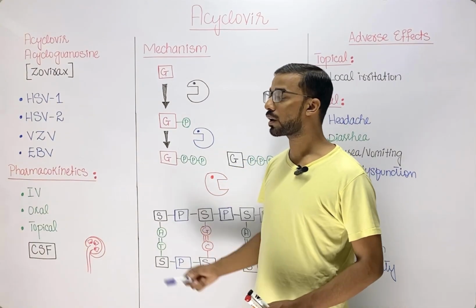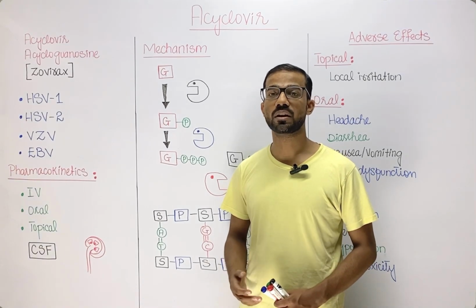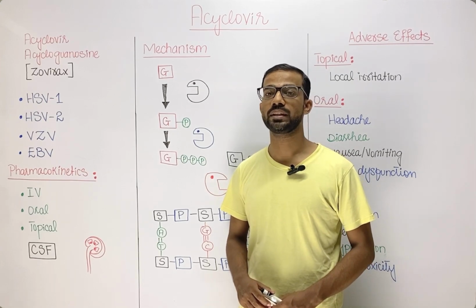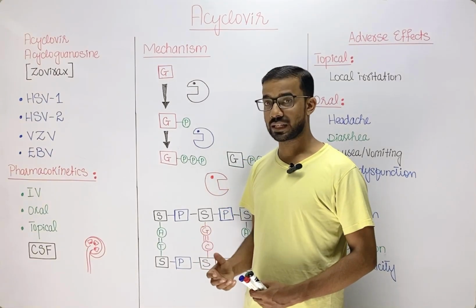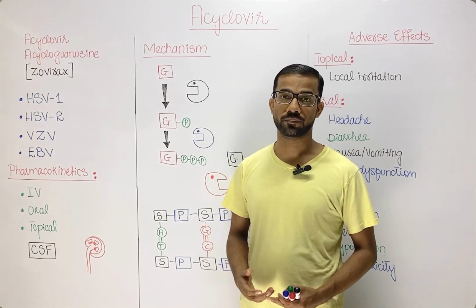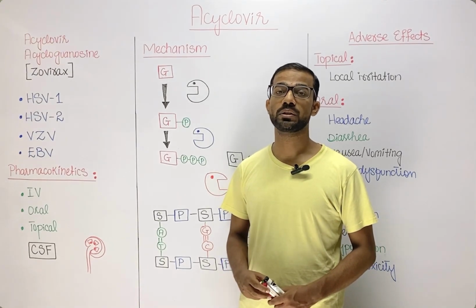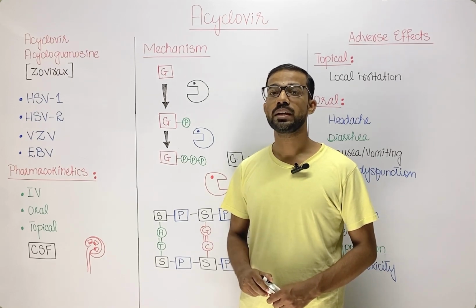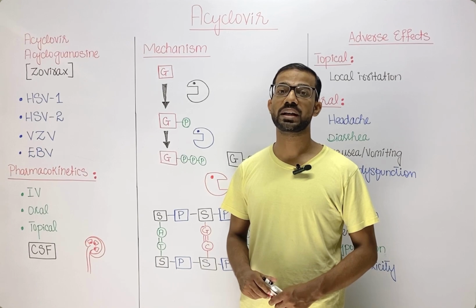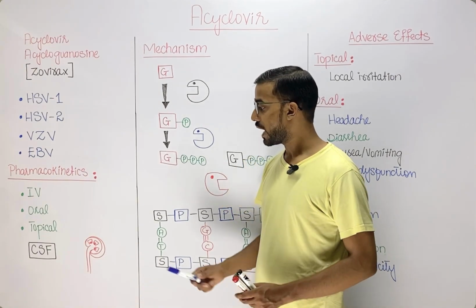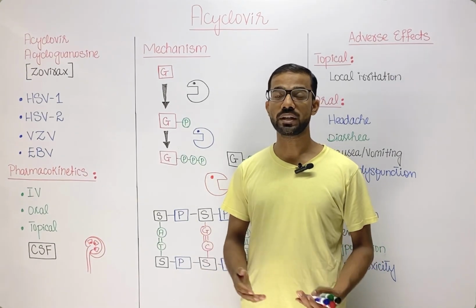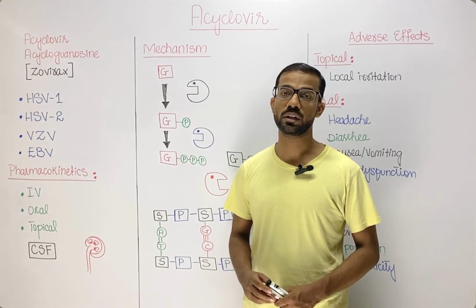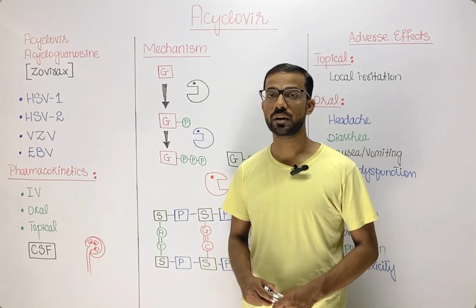Next, if we look at the pharmacokinetics, so this drug can be given through three different routes: IV route, oral route, and the topical route. Acyclovir distributes very well in our body. It can also enter the CSF, cerebrospinal fluid. So, important thing, it can be used in HSV, herpes simplex virus, encephalitis as well. And importantly, this drug is excreted from the body through the renal route. So the kidney is the main organ through which this drug is excreted from our body.